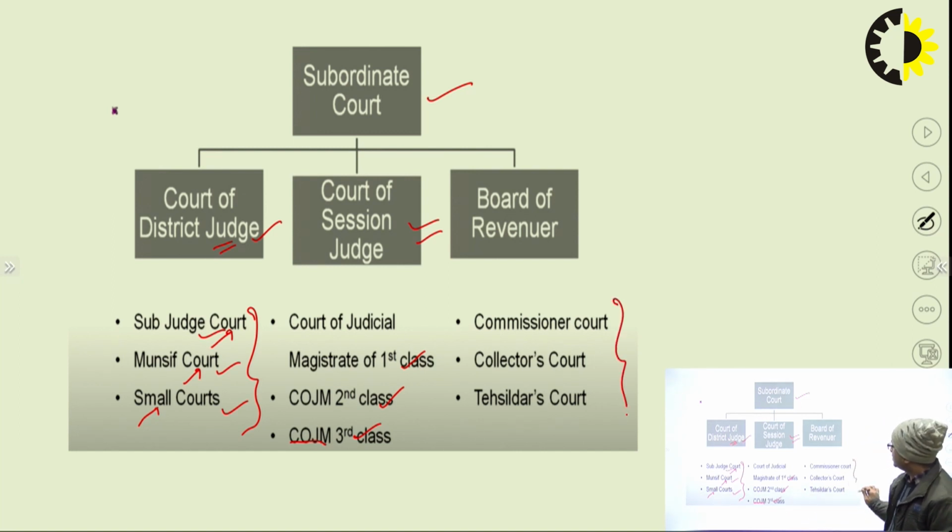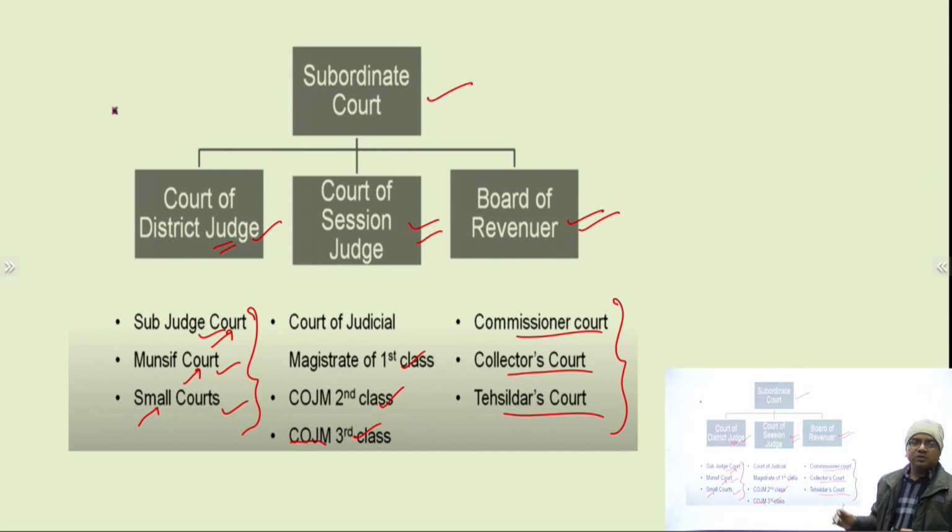And again, on the basis of revenue, depending upon how many rupees the matter involves, cases are given to the commissioner court, collector court, or tehsildar courts. So that's all about today's topic.